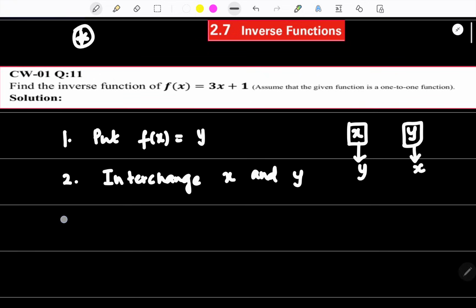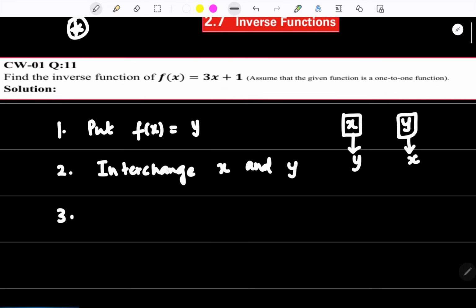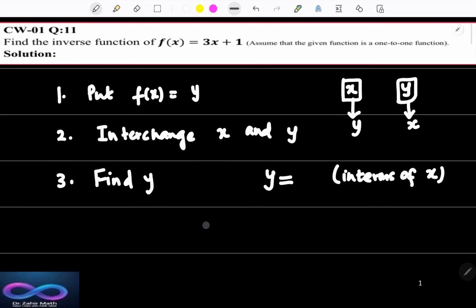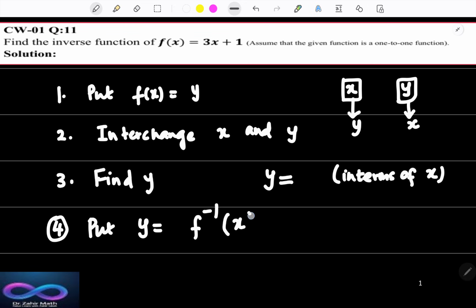Now, step number 3: you are going to find y. It means you are going to write the answer y is equal to something, definitely in terms of x only. So find y. Then in the last step, put the same y equal to f inverse. Don't read it as power minus 1. Read it as f inverse x. These are the 4 steps you have to follow.